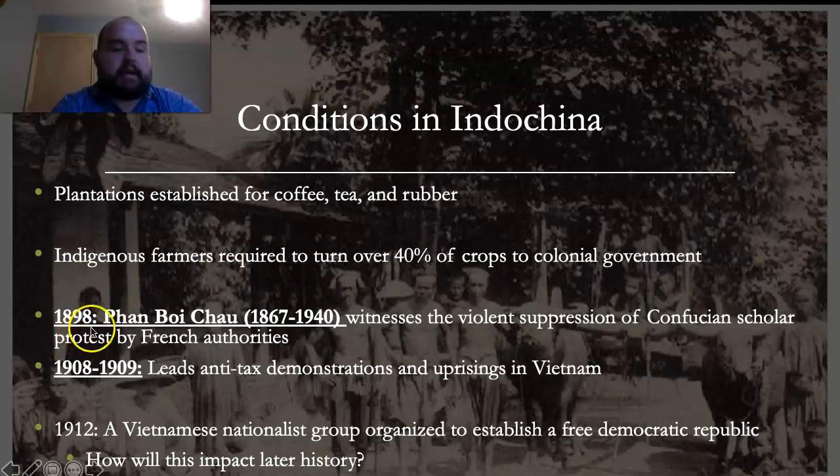In 1898, Phan Boi Chau, if I'm pronouncing that correctly, witnessed the violent suppression of Confucian scholars and protests by French authorities. Between 1908 and 1909, he then led anti-tax demonstrations and uprisings in Europe. By 1912, an official Vietnamese nationalist group had formed to try to fight against the French and establish a free democratic republic, primarily relying upon guerrilla warfare.